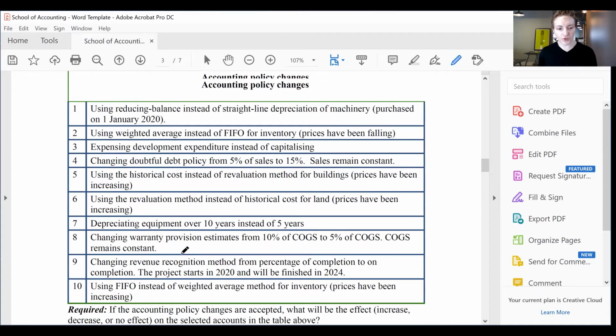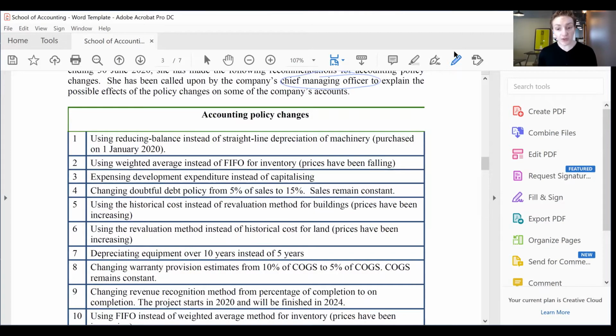All right, so the first one here basically says the policy change would be using a reducing balance instead of a straight line depreciation approach here. Now, when you've got depreciation here, under a straight line depreciation approach, you have a constant level of depreciation, i.e. it is the same amount of depreciation every year. However, under a reducing balance approach, it is going to reduce over time. There'll be a lot of depreciation upfront, and then it's going to get lower over time.